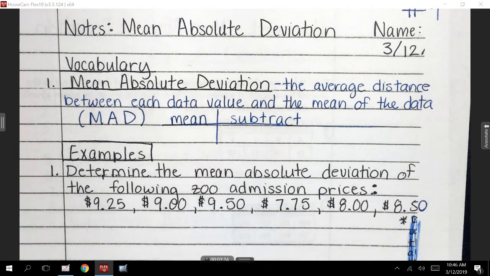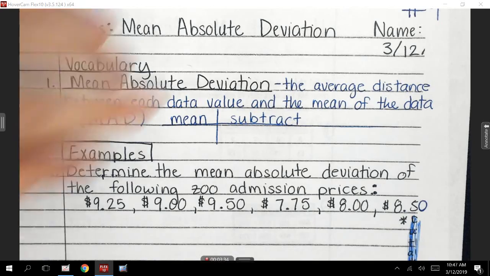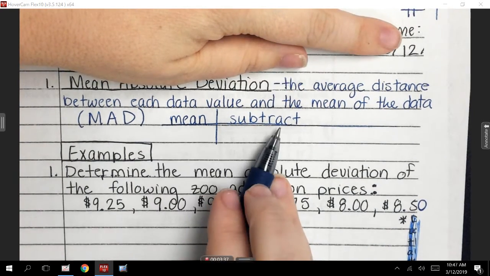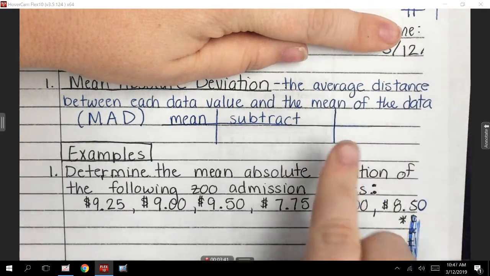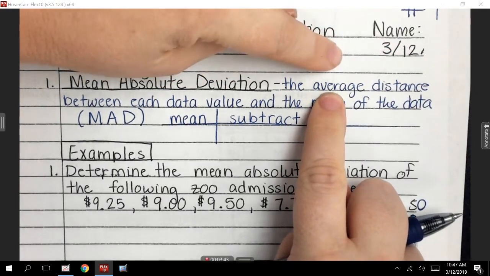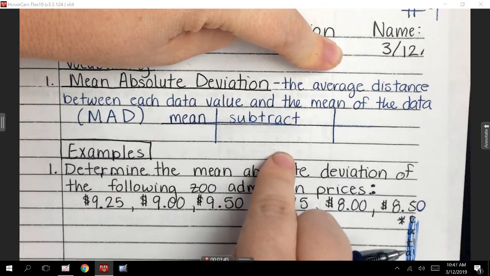So for example, if I had the number 5 and the number 2, and I want to know how far apart they are, what's 5 minus 2? 3, because they are 3 spaces away from each other, okay? So we're going to do the mean. Then we're going to do a bunch of subtraction. Then it says we want to know the average of those subtraction problems.